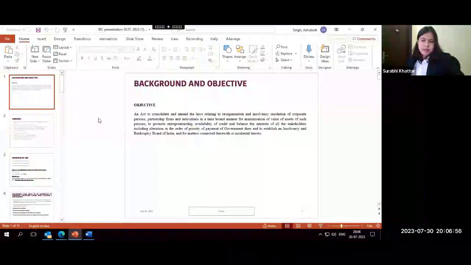If Ashutosh, you could screen share the PPT, it may help everyone. Anupriya, if you can grant access rights or sharing rights to Ashutosh.